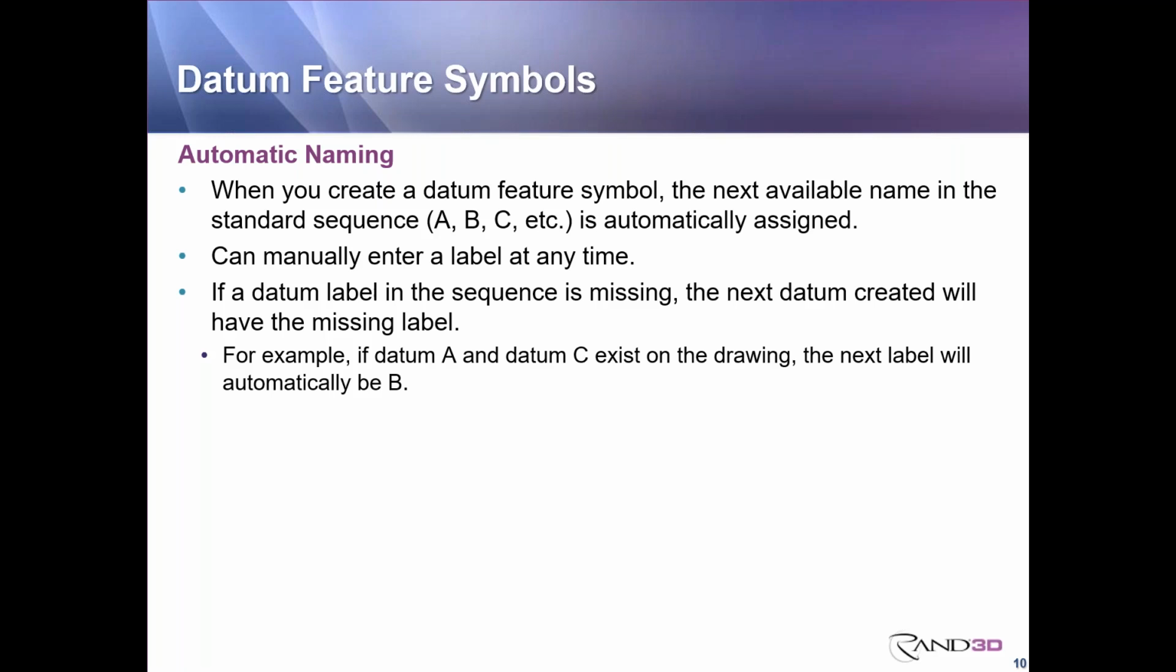From there, if there's any gap in the names, the software automatically fills in the gap with the next datum feature symbol that is created. So for example, if there are datum feature symbols A and then C in your drawing, the software is going to automatically name the next datum feature symbol that you create symbol B. So automatic naming saves time by not having to keep track of the next name in the sequence.